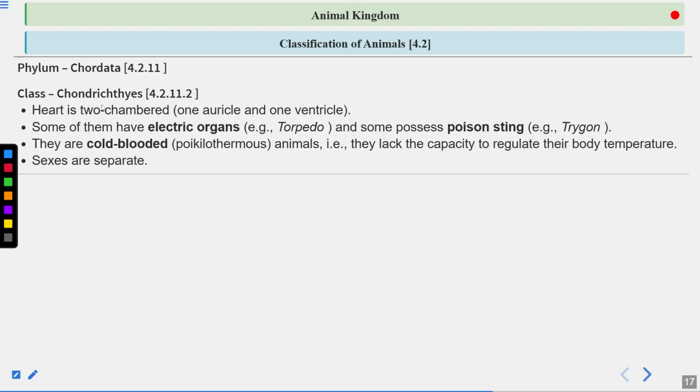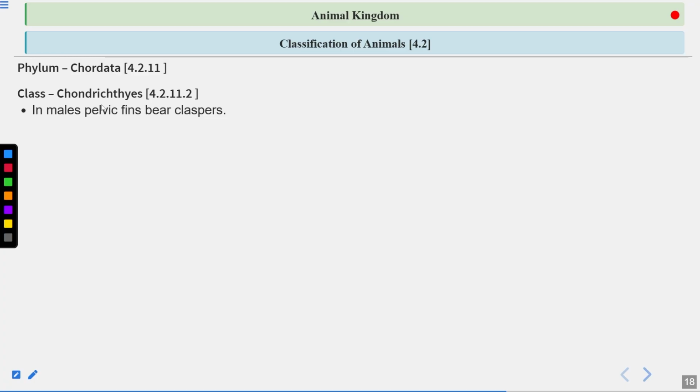Sexes are separate, that is, male and female individuals are separate. In males, pelvic fins bear claspers. Very important point. The males have pelvic fins, and these pelvic fins have the claspers. What is the function of claspers? Claspers help in the process of reproduction. Claspers are fin-like structures that enter the female genital opening of the fishes, right? So they open that particular part with the help of claspers.